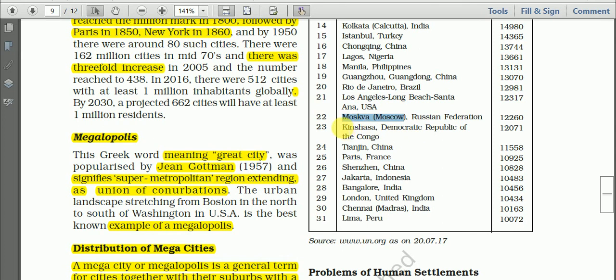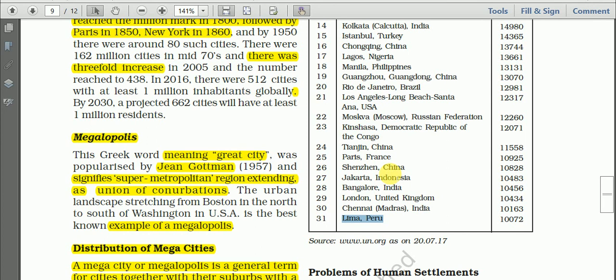Then Kinshasa, the capital of the Democratic Republic of Congo. Then Tianjin in China. Then Paris in France. Shenzhen in China. Jakarta in Indonesia. Bangalore in India, Bengaluru is the new name. Then London in United Kingdom. Chennai in India, and the last one is Lima in Peru. So these are the megacities.